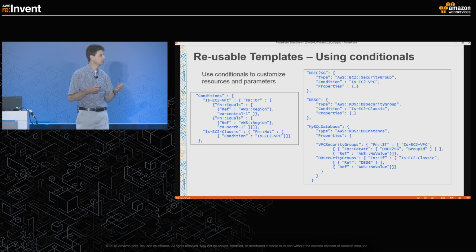We also have a special value, in this case called no value. What that does is, if a conditional expression evaluates to no value, we'll skip that property, so we won't pass that property to the underlying service. So in this case, if I'm in a classic region, so is EC2 VPC evaluates to false, we won't pass the VPC security group's property to RDS when we create that database instance. So that gives you a way to selectively decide which resources you want to create, and then selectively which properties you want to pass to the underlying services.